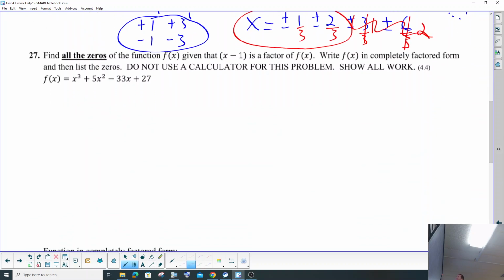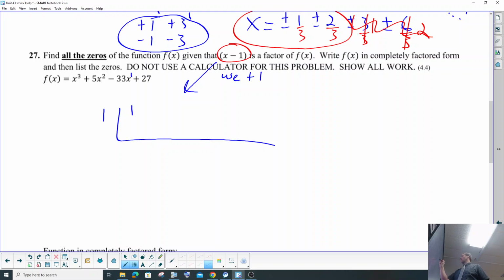Okay, now find all the zeros. Do not use a calculator for this problem. Oh, they gave you a factor. We're okay. So we use our factor, and let's probably use synthetic division. Don't use a negative one, use a positive one, the opposite sign. And so we got 1, 5, negative 33, and 27.